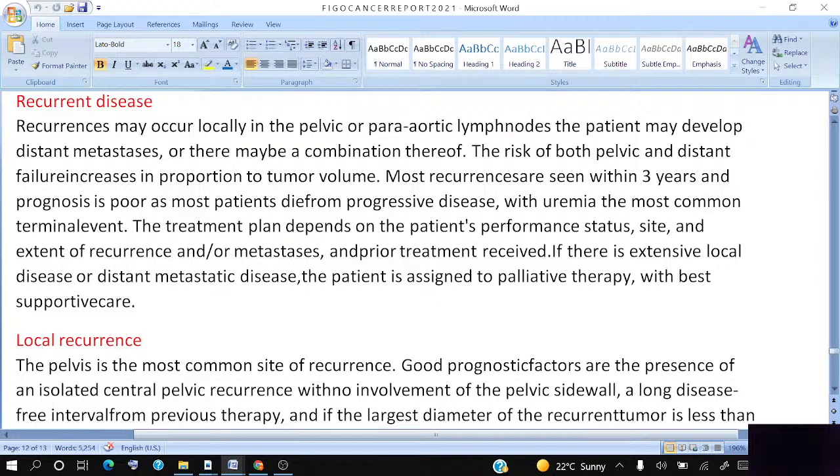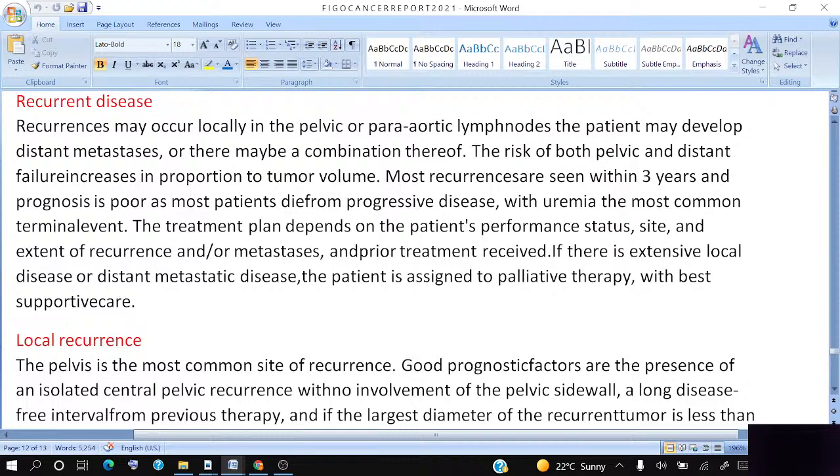The treatment may depend on the patient's performance status and the site, even of the recurrence or metastasis. So this is how we have to deal with recurrence.